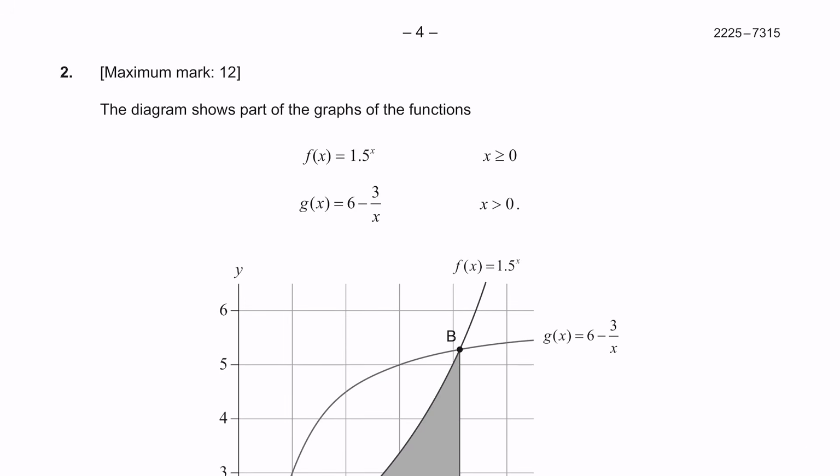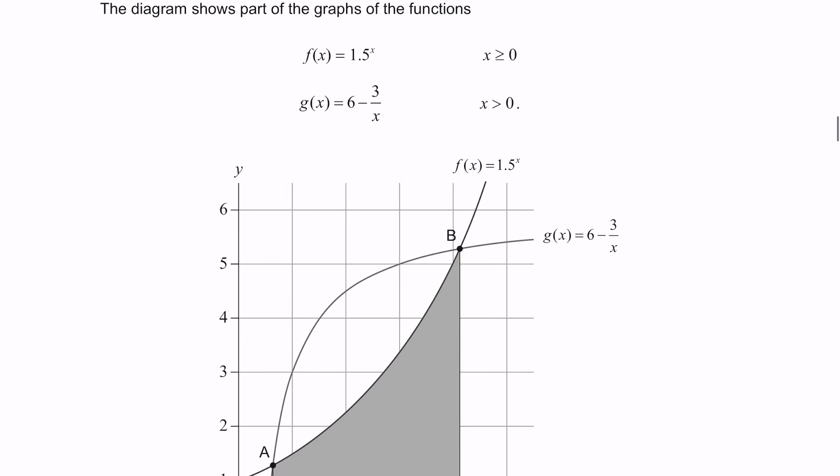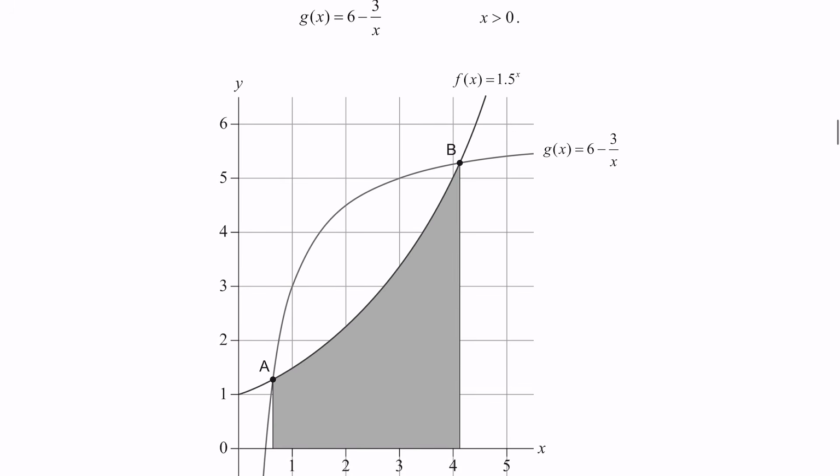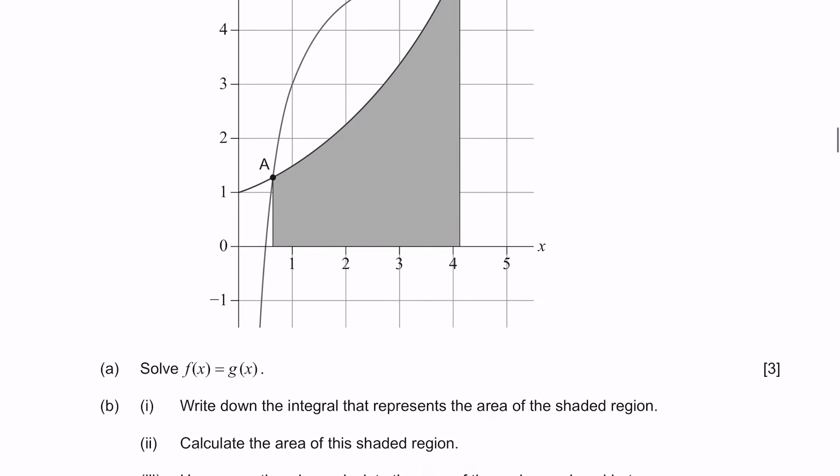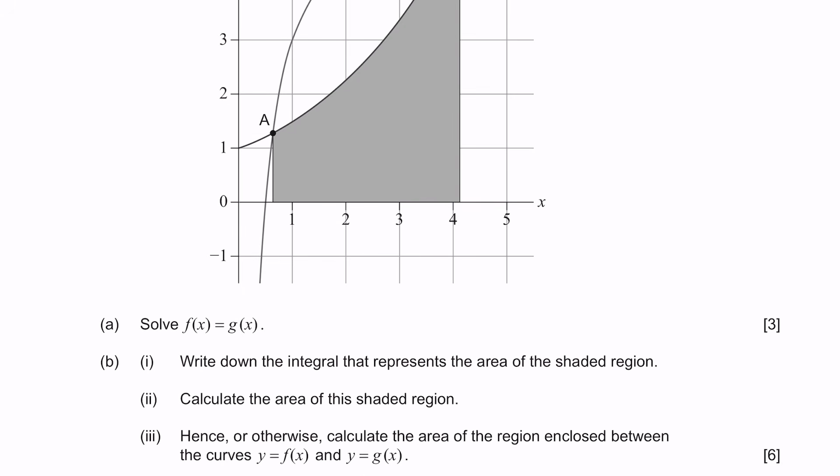Question 2. The diagram shows part of the graphs of the functions f of x is equal to 1.5 to the power of x, where x is greater than or equal to 0, and g of x is equal to 6 minus 3 over x, where x is greater than 0. So here's f of x equals 1.5 to the power of x, and g of x is equal to 6 minus 3 over x. Part A asked us to solve f of x is equal to g of x.